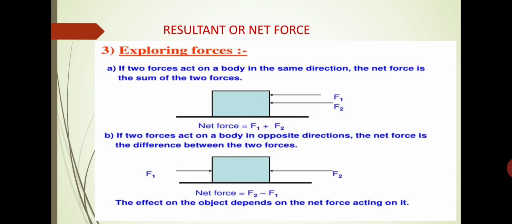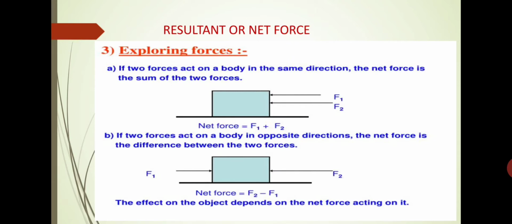Let us understand with the first example. If two forces act on a body in the same direction, let's look at the first picture. Force F1 and force F2 are applied to the object in the same direction. So what is their net force? Their net force is the sum of the two forces. It means that if two forces are applied to a body in the same direction, their net force is equal to F1 plus F2. Understand? It means that these two forces add up.